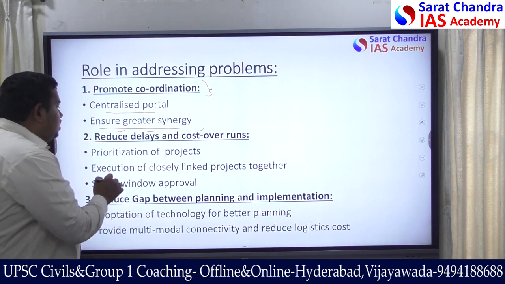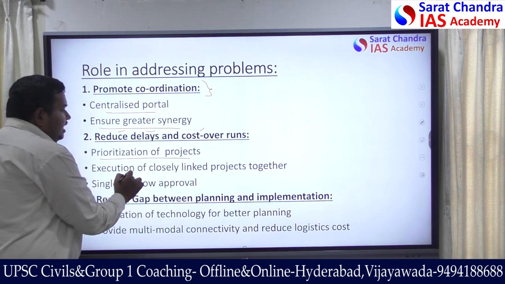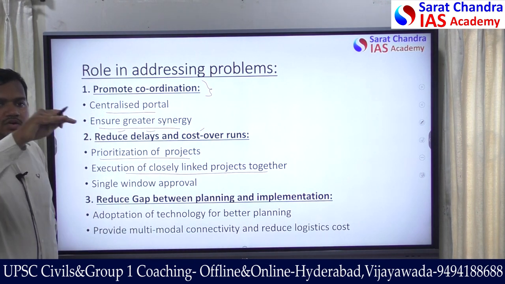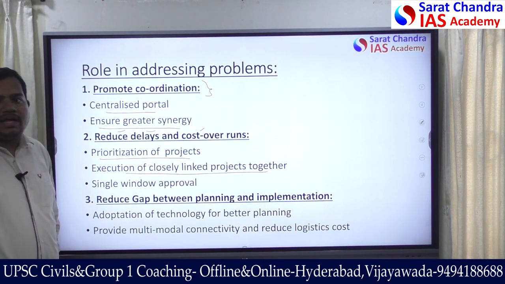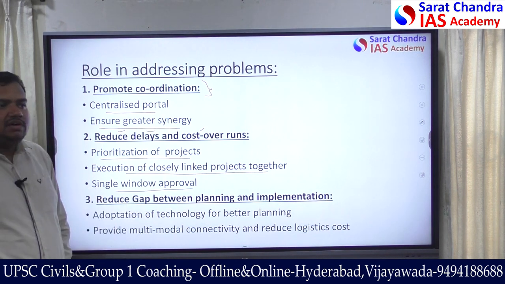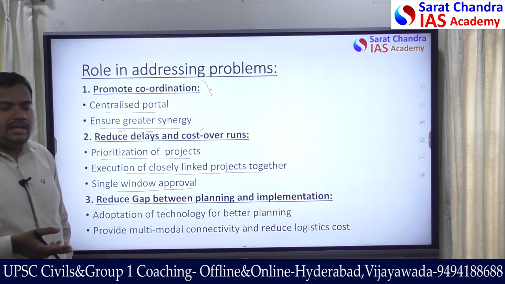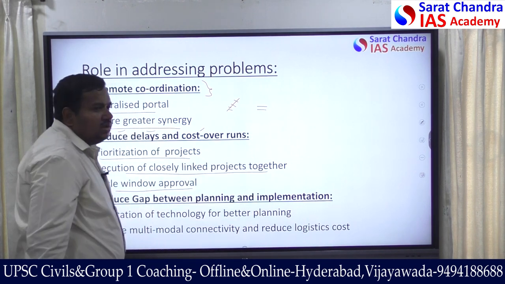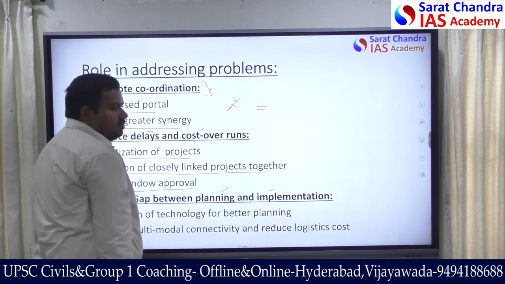Because of clearances. So now we are going to do prioritization of the projects, that is one thing, and execution of closely linked projects together. I told you, railway and roadway, if they are closely linked, we are going to do them in a single manner. Okay, similarly, single window approval with respect to clearances. So there should not be any delays, and there should not be a situation like somewhere here a railway line and somewhere here a road. Okay, and reduce gap between planning and implementation.